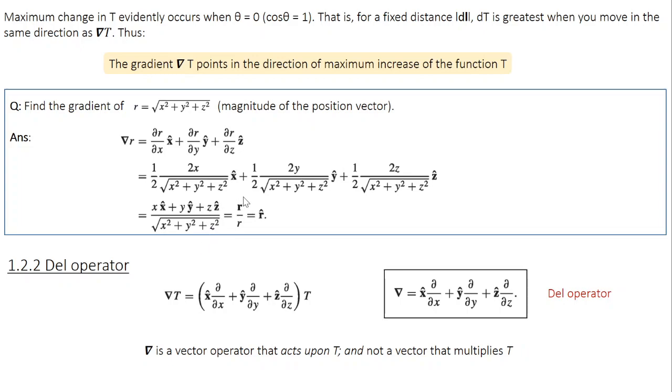Now the numerator is the position vector r and the denominator is the magnitude of the position vector. When you divide a vector with its magnitude, you get the unit vector in the same direction. So this gives you r cap.